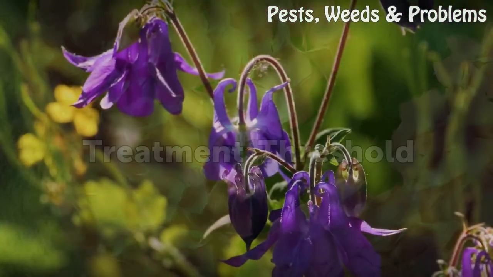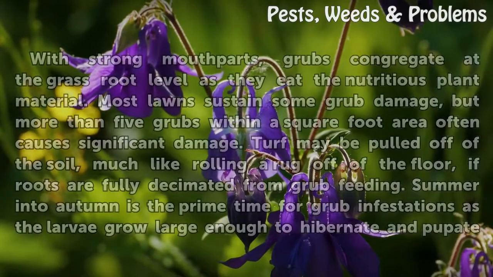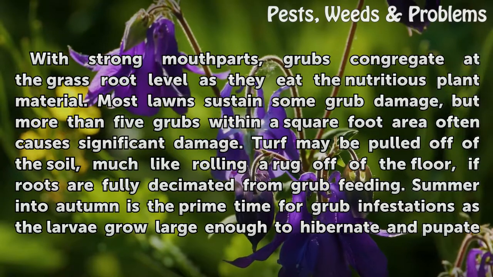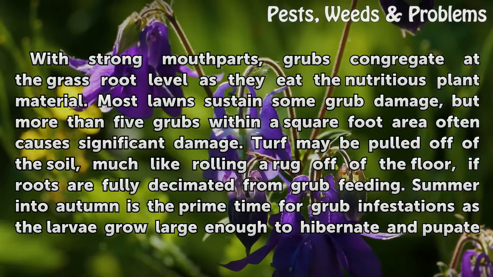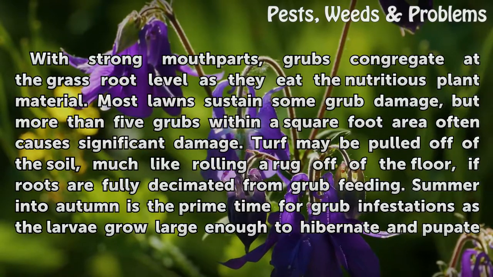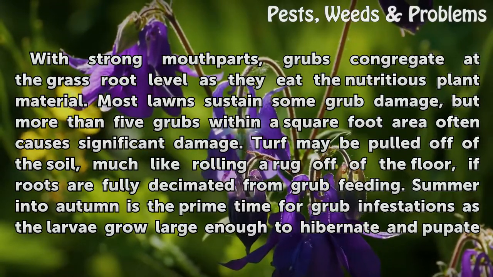Treatment threshold. With strong mouthparts, grubs congregate at the grass root level as they eat the nutritious plant material. Most lawns sustain some grub damage, but more than 5 grubs within a square foot area often causes significant damage.